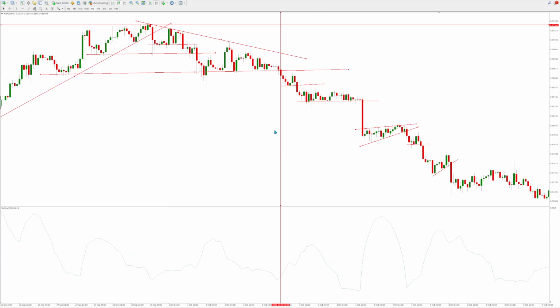And you can see that that coincides nicely with the breakout there, because when it went low, we had this range here. We know we're in a downtrend because we've got the lower highs and the lower lows.